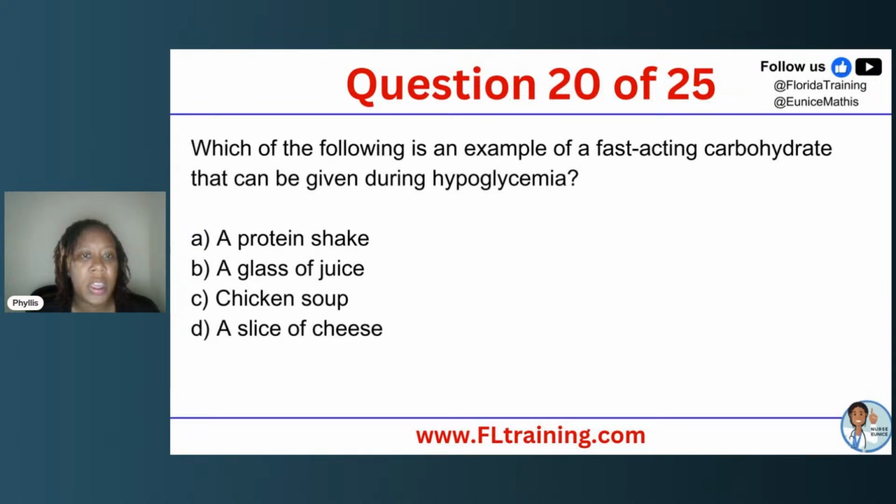Which of the following is an example of fast-acting carbohydrate that can be given during hypoglycemia? A, protein shake. B, a glass of juice. C, chicken soup. D, a slice of cheese. All right, which one do you guys think it is? A, B, C, or D? You can drop your answer in the chat.